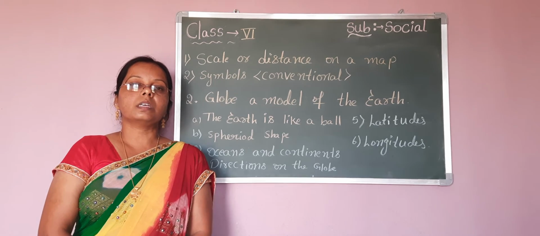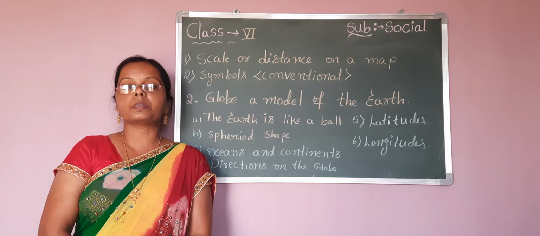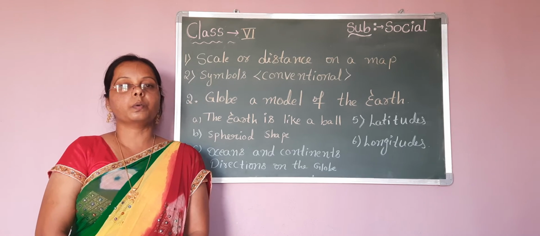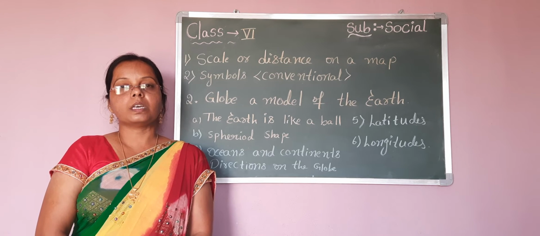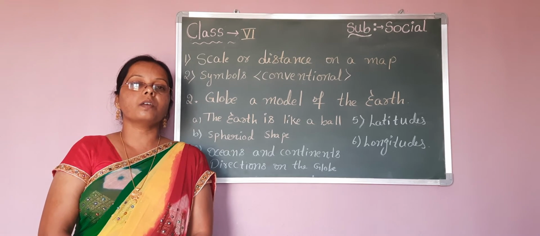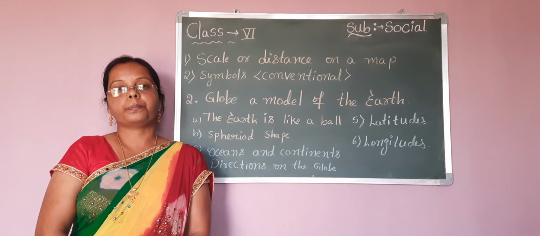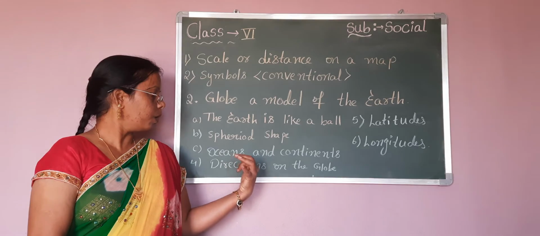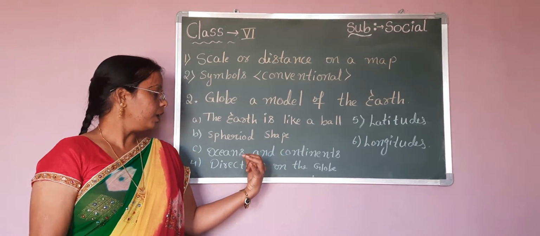We have three orders of landforms. In that, first order landforms are oceans and continents. Second order landforms are mountains, plains and plateaus. And third order landforms are gorges, sand dunes and so on. So, first we have to know about the first order landforms.